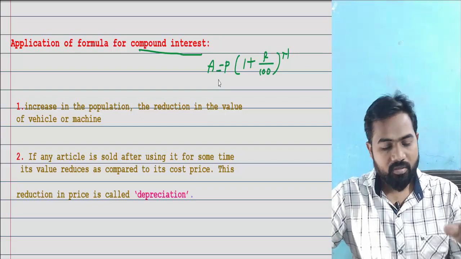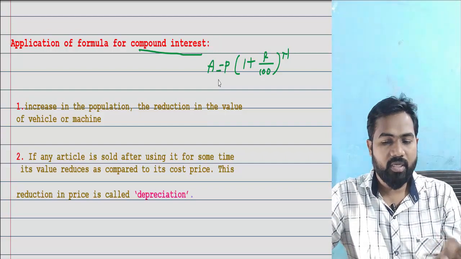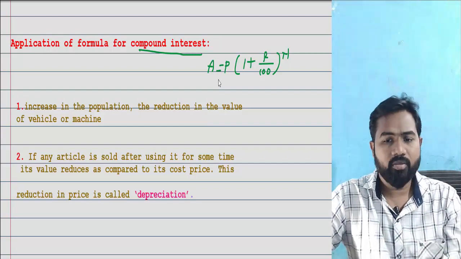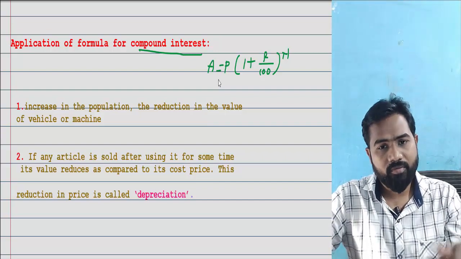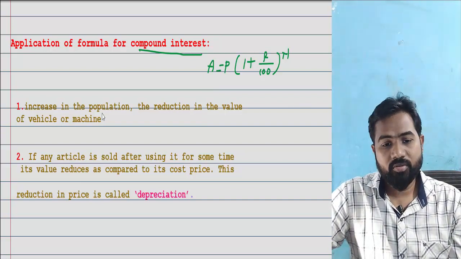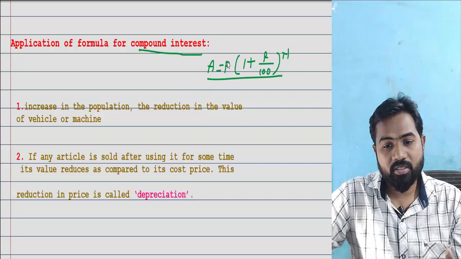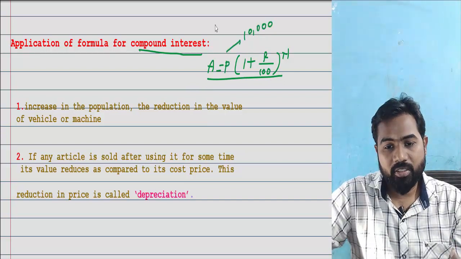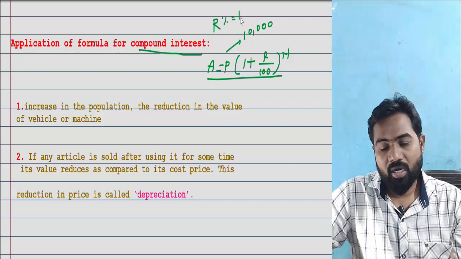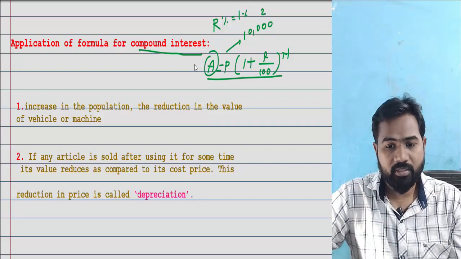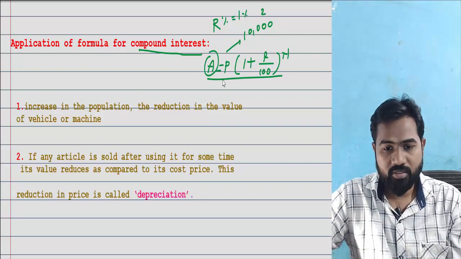So it is not compulsory, students. Whatever we are taking, that is our principal part. You can assume that it is not only for the amount. So you can see over here, we can also use this formula to find the increase in population. Suppose the initial population is 10,000, the rate of increase of this population is 1%. After 2 years, what will be the population of the village? For example, you can use this formula in such a way also.